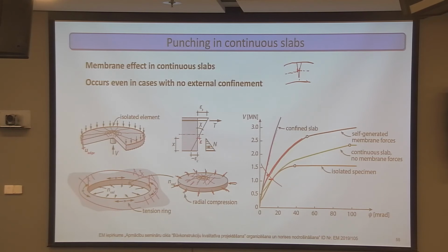And here, this is the slab that is perfectly confined on all the edges. That means it's between walls or something. Yes, this is even higher, but even the self-generated membrane forces are enough to increase the stiffness of the slab. And that's why I'm not so worried about punching anymore. I still think that we definitely should respect the codes, but we have several hidden reserves in punching capacity of actual continuous slabs.